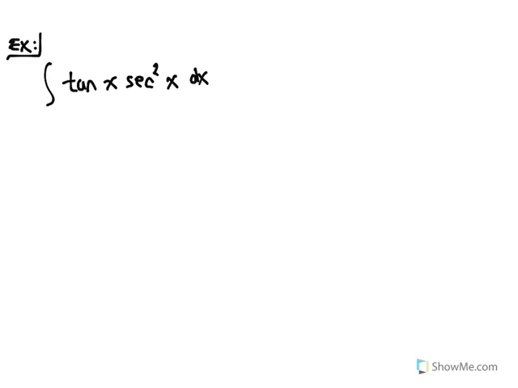Having gone over the basics, now we're ready to look at some examples. And here's our first example. We have the indefinite integral of tangent x times secant squared x dx. So this problem is easy if you remember that the derivative with respect to x of tangent x is secant squared x. If you remember that, then you can do a U-substitution where you let u be equal to tangent x.